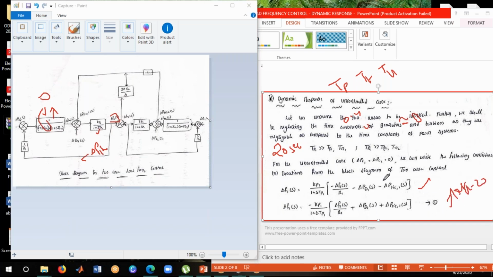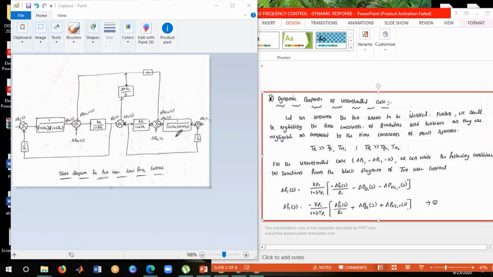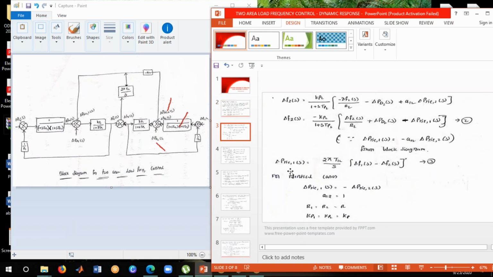Now similarly, how can we write the same equation for area 2? Let me show that. If you see, it is the same procedure for obtaining the equation for area 2. Here this entire block will be eliminated because the time constant is very less, and from this delta f2 of s equals kp2 divided by 1 plus s tp2 into the factors delta pt12, delta pd2 and the remaining. So these three factors we will get. Let me see what you will get in equation 2. Right, so this is the equation we can obtain for area 2.